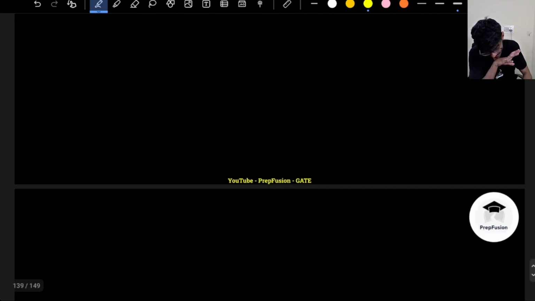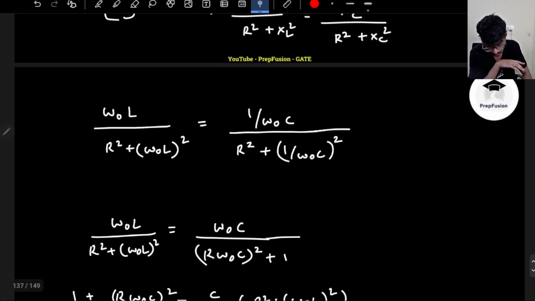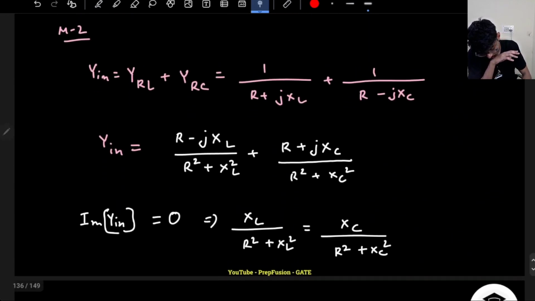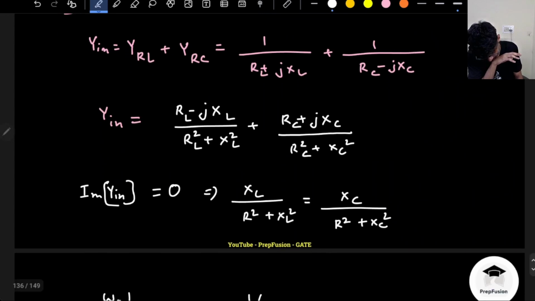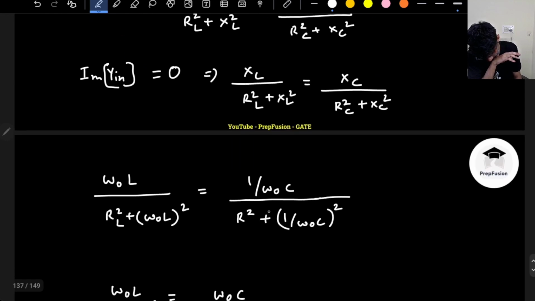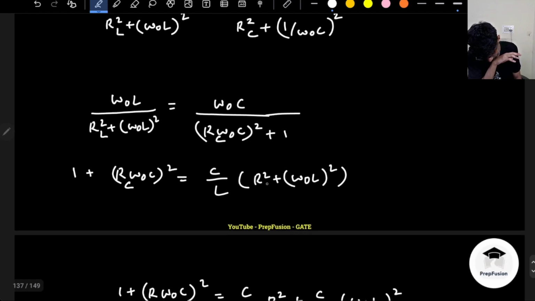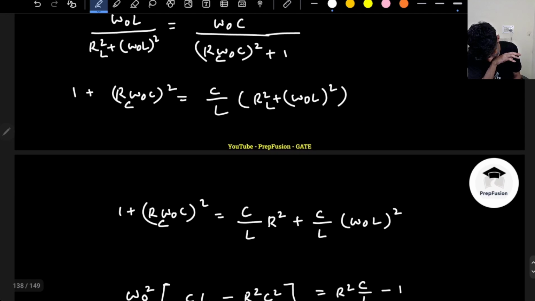Basically, if RL equals RC, then your resonant frequency will be 1 by root LC. Okay, I will prove it to you. So a few modifications we have to do. So this will be RL, this will be RC, this will be RL, this will be RC, okay, RL, RC.